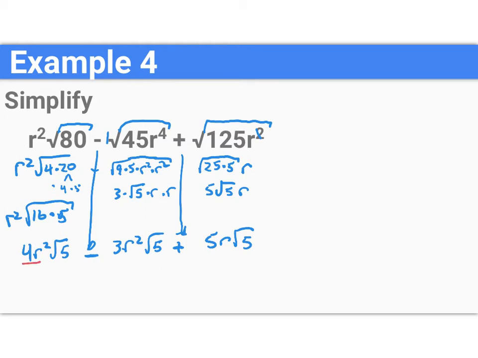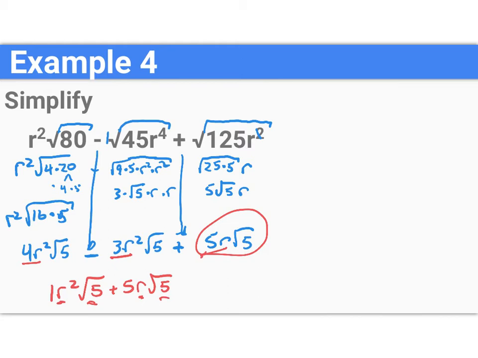Now that we simplified them, now let's look at what we have. We have r squared, r squared. So these can be combined. This is not r squared, so you cannot combine it. This is a different term. So 4 minus 3 is 1. We're left with 1r squared root 5 plus 5r root 5. You cannot do anything else. Yes, the root 5s are the same, but this is r, and that's r squared. You cannot combine a letter with the square of the same letter.